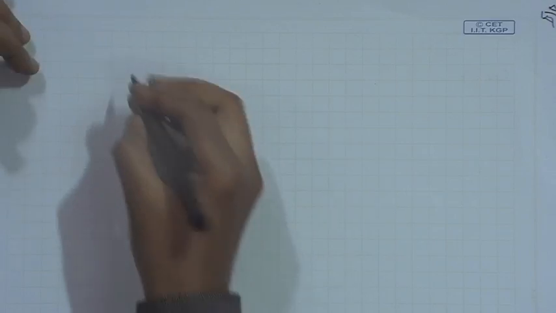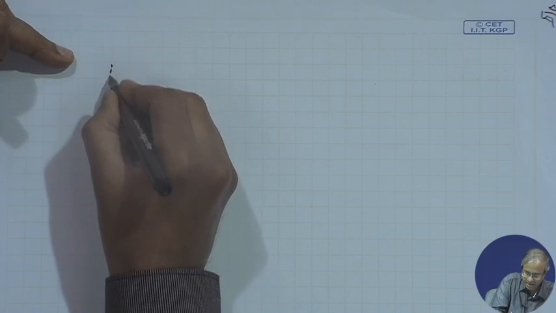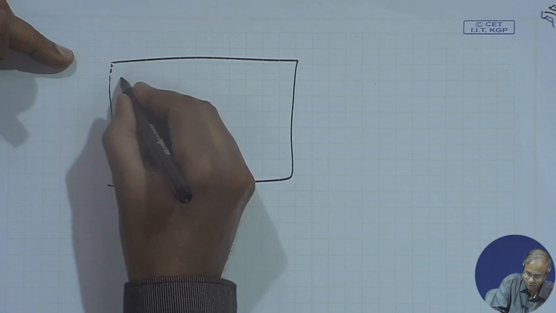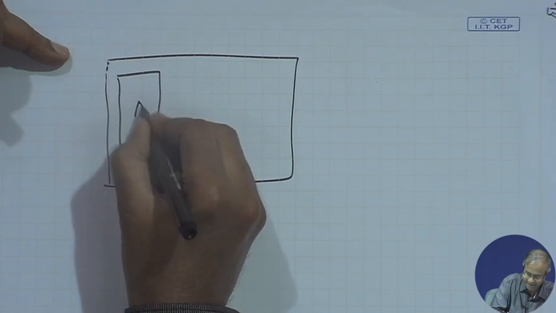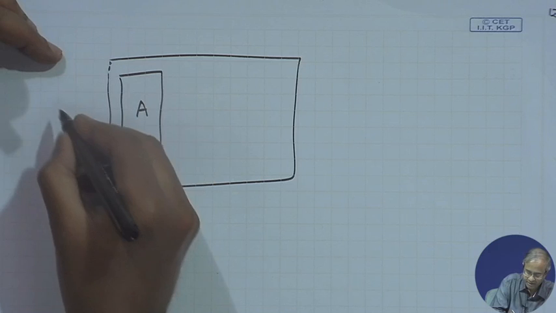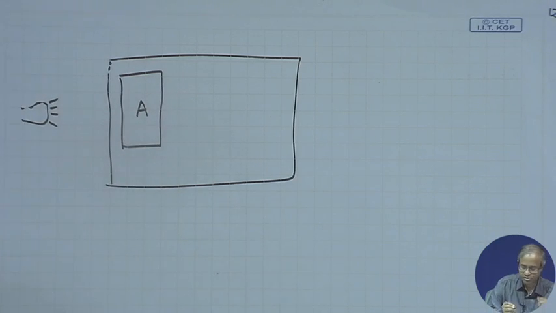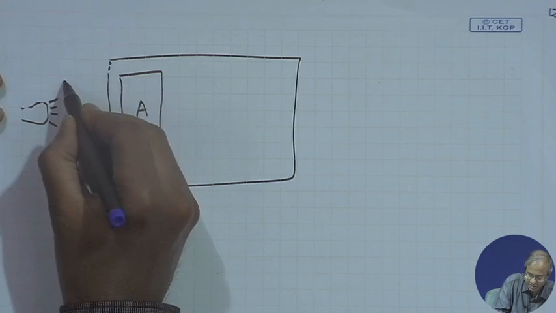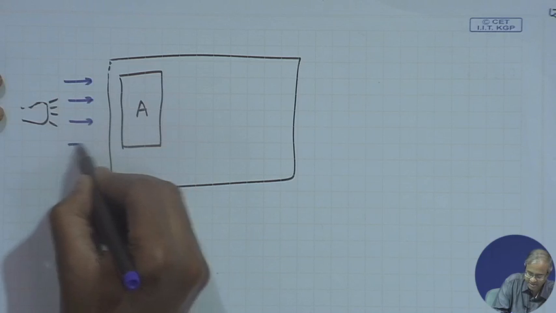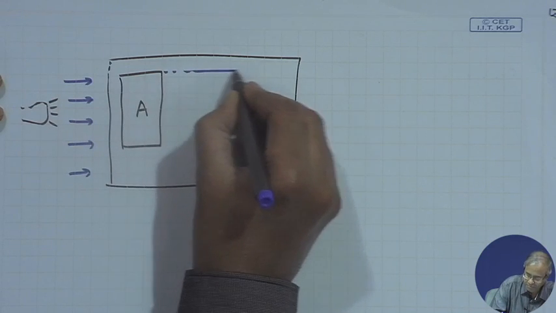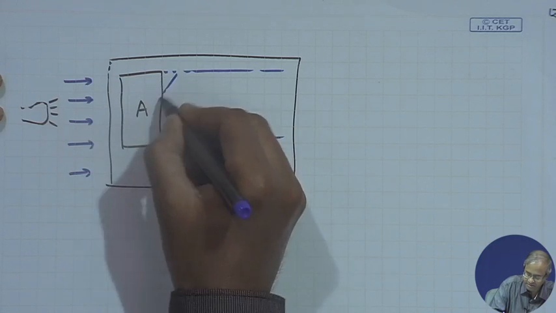generating some shadows. What I mean is something like this: I have my layout here. Let us say there is a block A sitting here. So, I am using an imaginary source of light from this side. What will happen if the light falls as parallel rays on this edge? This block A, which is opaque, will be generating a shadow in this region.